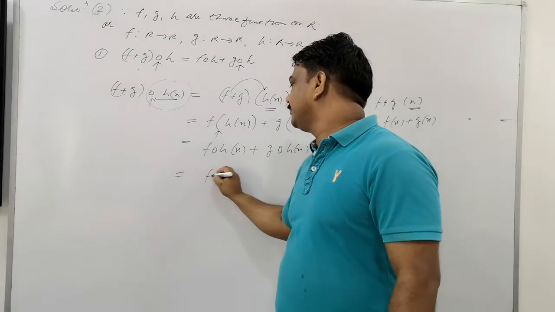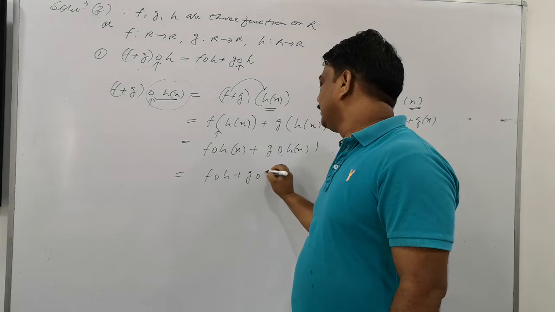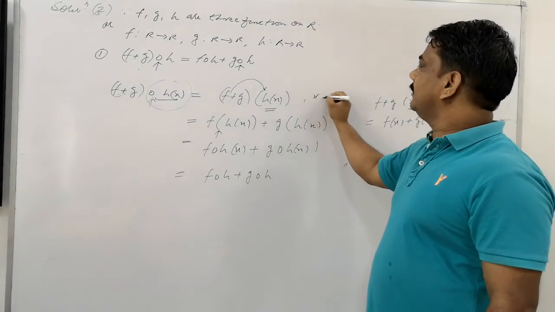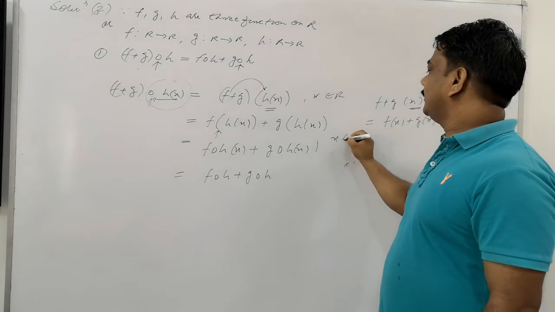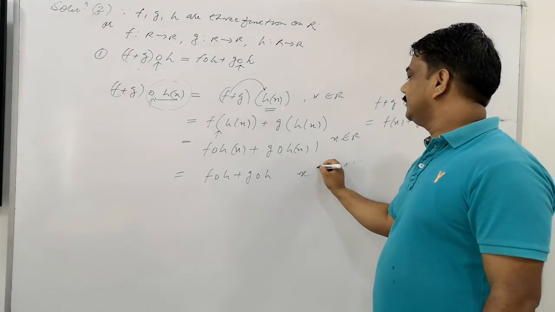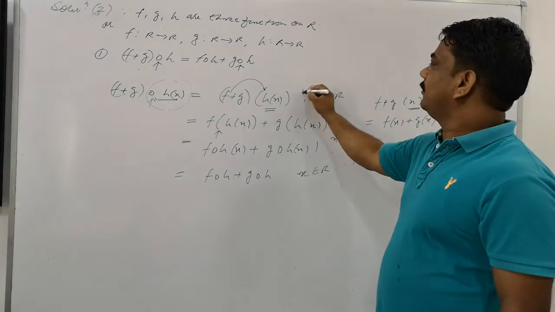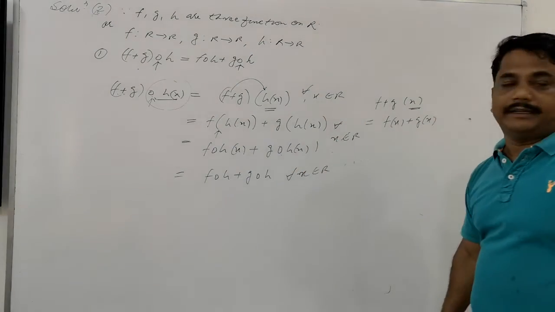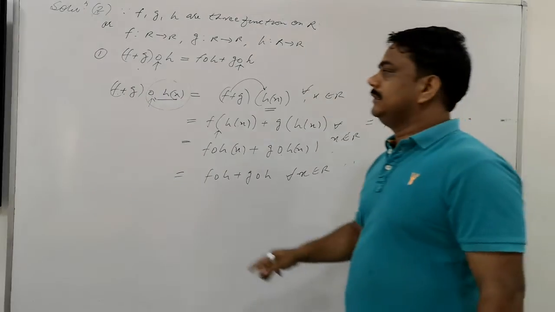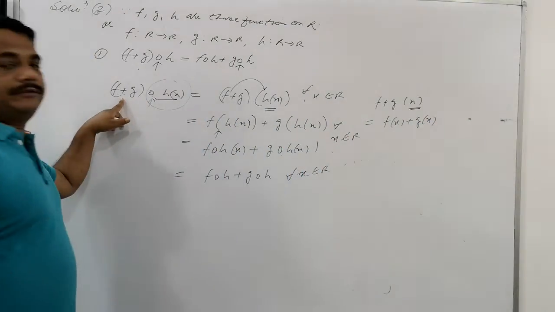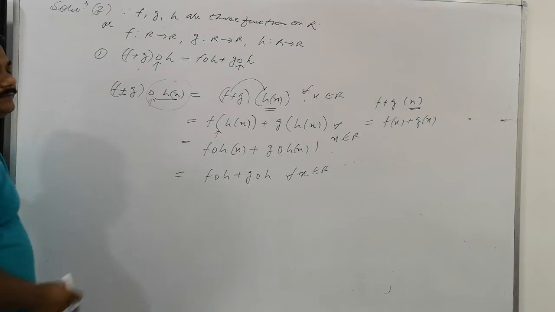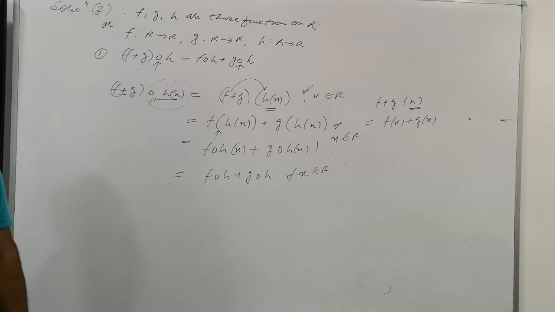And the further expression could be written as f plus g, for the same domain. Is that clear? Where x is real, you will write x is real, for all x real. So we can say here that composition is distributive with respect to addition. Similarly, we can solve for minus. It is also distributive for multiplication, addition, and subtraction.